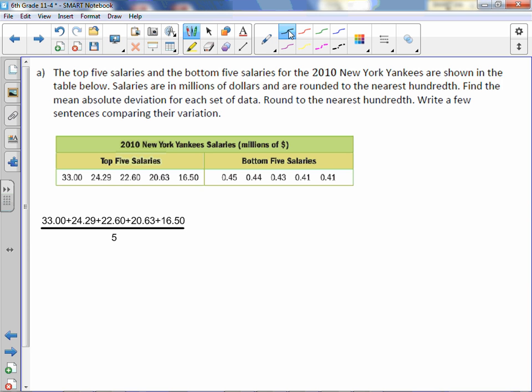And we get the mean to be 23.4. This is for the top 5 salaries. Let's go ahead and subtract each data value from the mean. 33 is larger, so 33.00 minus 23.4, and the absolute value is 9.6.